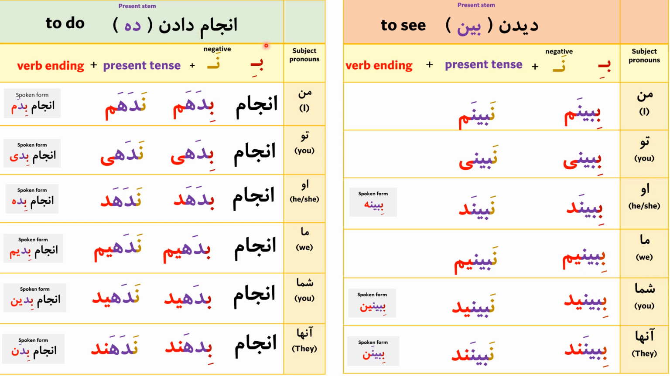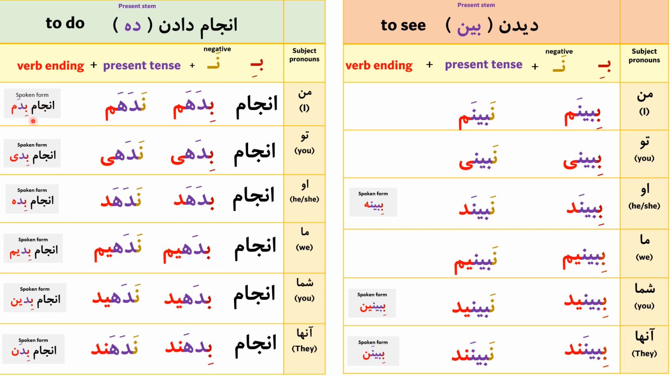Now let's do the compound verb. انجام دادن. انجام بدهم. انجام بدهی. انجام بدهد. انجام بدهیم. انجام بدهید. انجام بدهند. And the negative. انجام ندهم. انجام ندهی. انجام ندهد. انجام ندهیم. انجام ندهید. انجام ندهند.